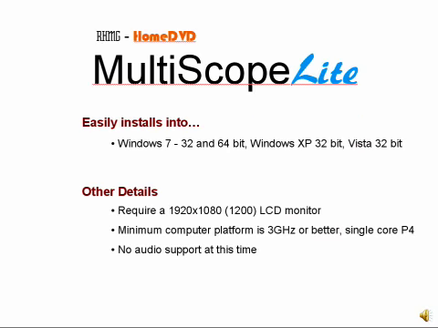Being a Windows-based product, MultiScopeLite installs easily into computer platforms running on Windows 7, XP, and Vista, and either 32-bit or 64-bit versions. One caveat, however, MultiScopeLite will only work at one LCD monitor resolution for this release, and that is 1920 by 1080, or if you have it, 1200.